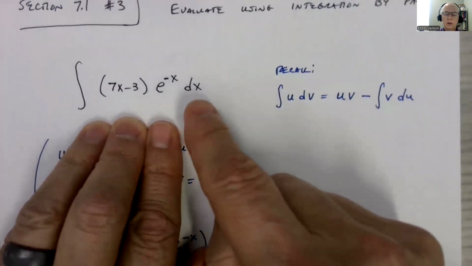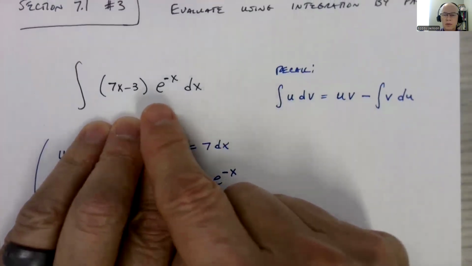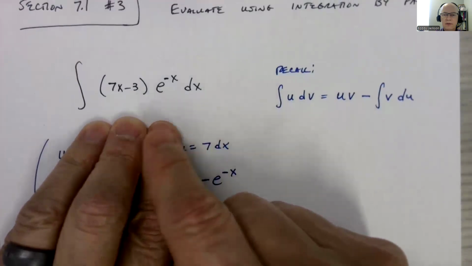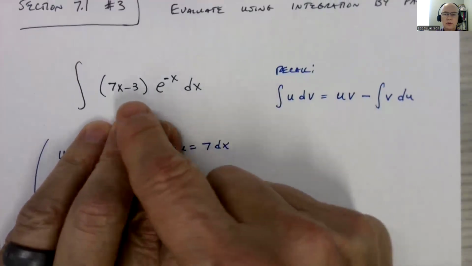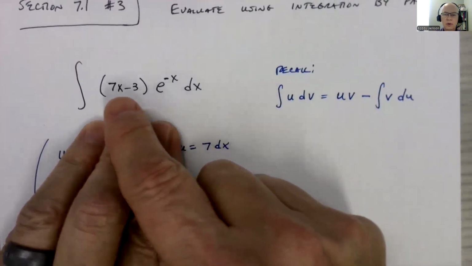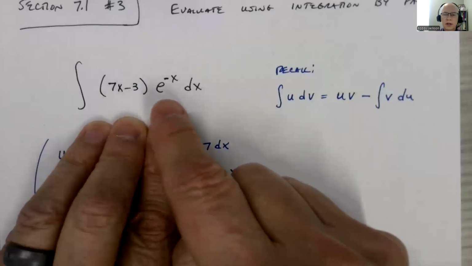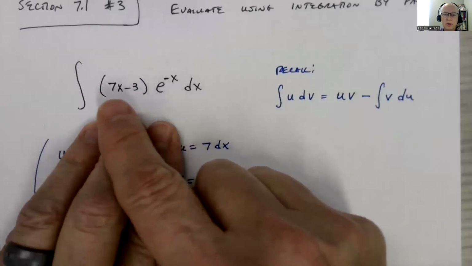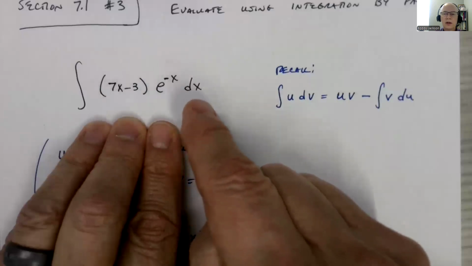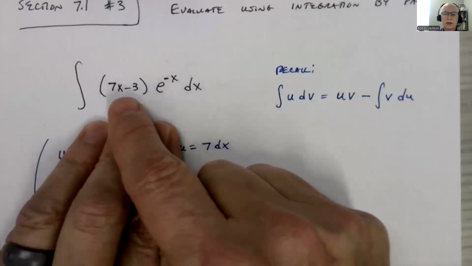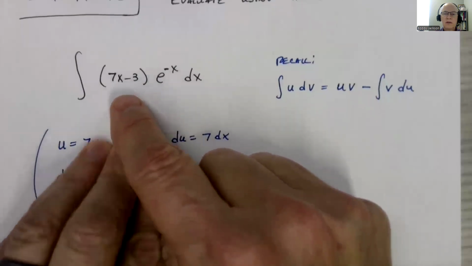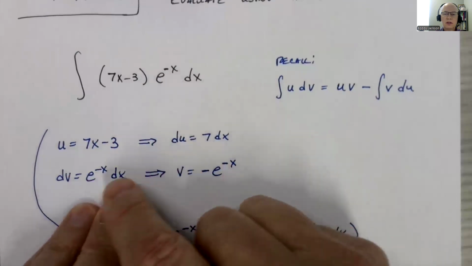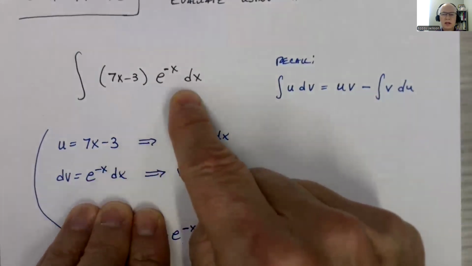Well, we choose the u by the acronym LIATE, L-I-A-T-E, if you remember. L stands for log function. I don't see a logarithmic function. Second choice is I, inverse trig. Do you see an inverse trig function? No. A is algebraic. Do we see algebraic? Yes. 7x minus 3 is algebraic. So I'm going to choose u to be 7x minus 3. That leaves the dv to be e to the negative x dx.